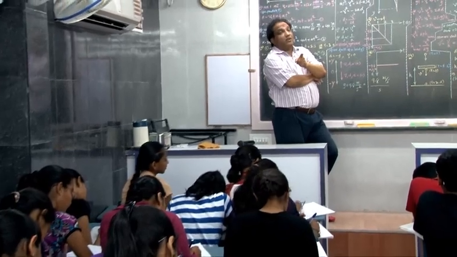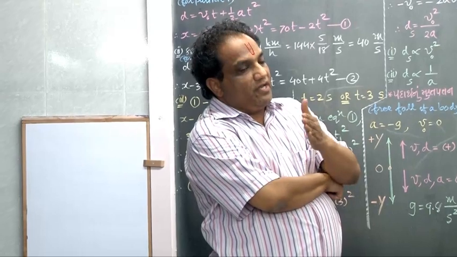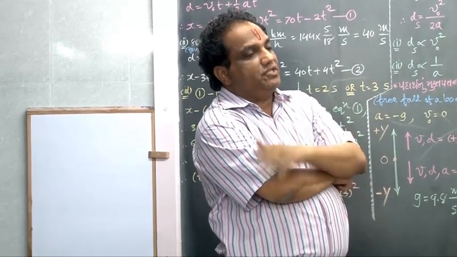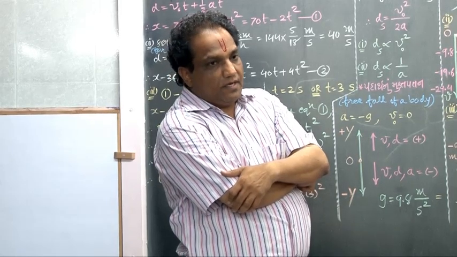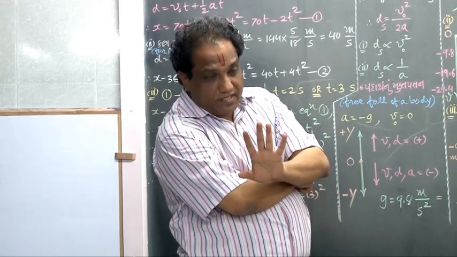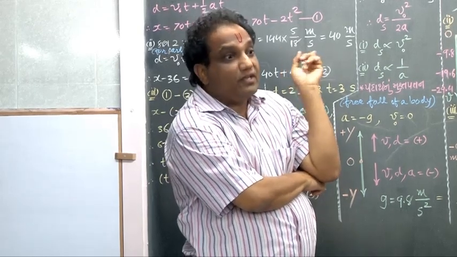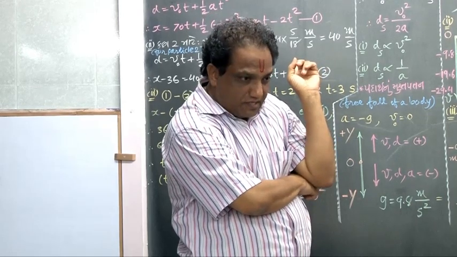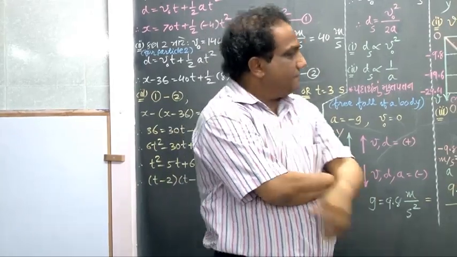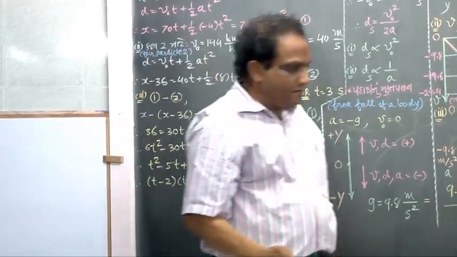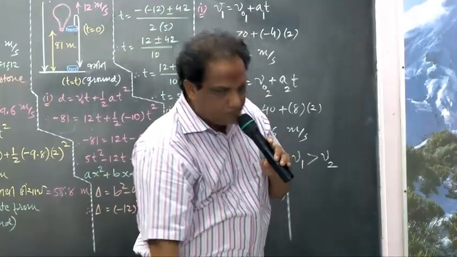V2 greater than V1 means what? At 3 seconds, what will happen? The second particle will overtake. When it is about to overtake, at that time they will meet each other. Interesting? These all things can be found out using these equations of physics. These equations are perfect. Everybody got it? 58 and 64.